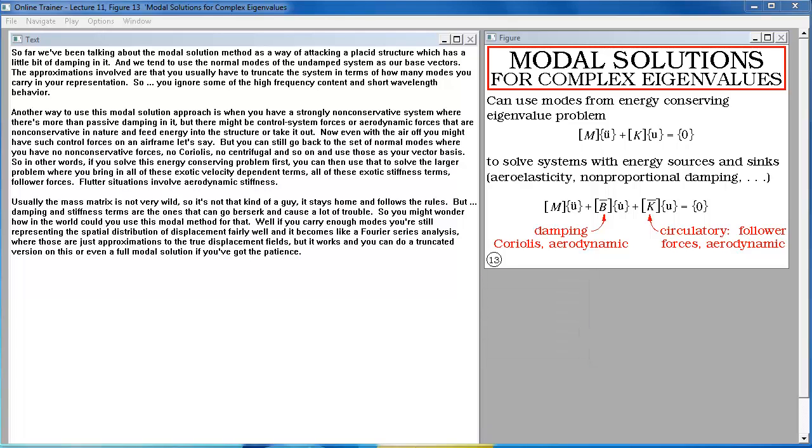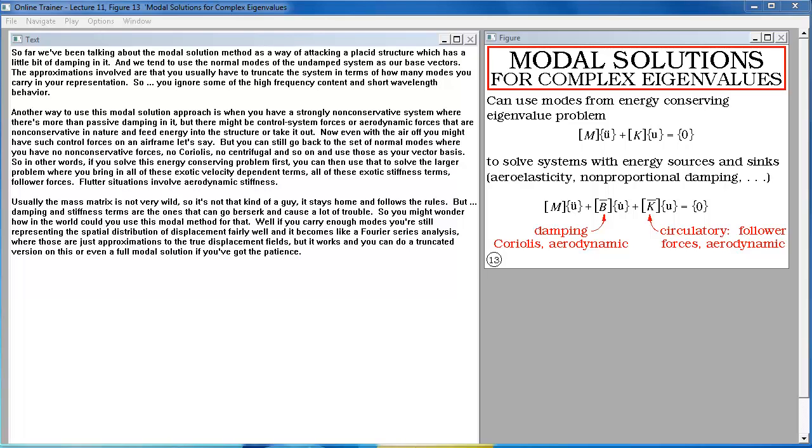Another way to use this modal solution approach is when you have a strongly non-conservative system where there's more than passive damping in it, but there might be controlled system forces or aerodynamic forces that are non-conservative in nature and feed energy into the structure or take it out. Now, even with the air off, you might have such control forces on an airframe, let's say. But you can still go back to the set of normal modes where you have no non-conservative forces, no Coriolis, no centrifugal, and so on, and use those as your vector basis.